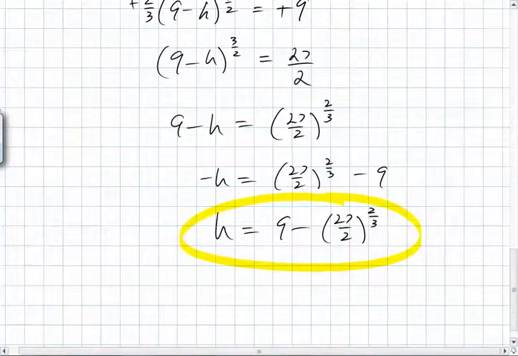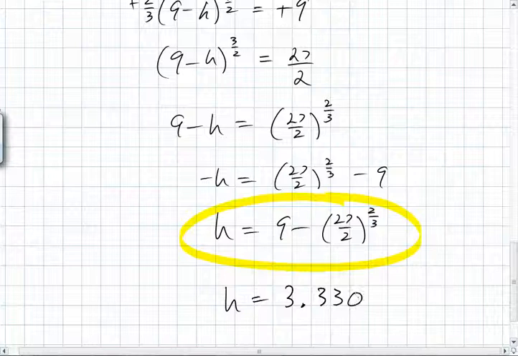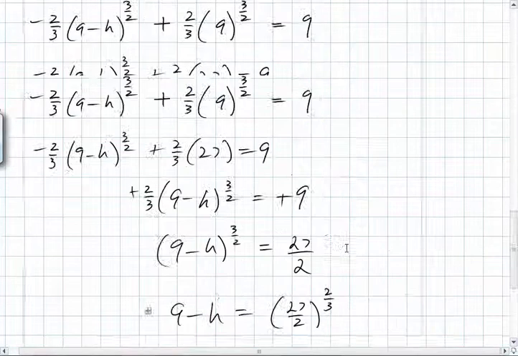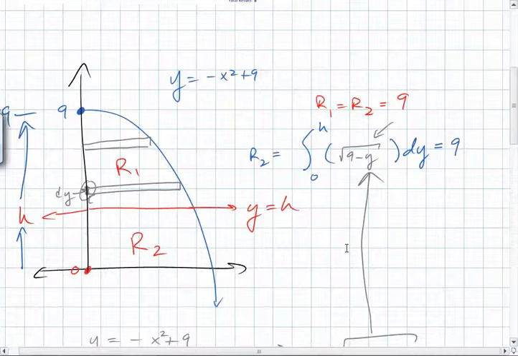But if you wanted decimal places, to 3 decimal places, 3.330 would be the answer. It goes on a little bit, 3.55275. Is that about what it should be? Does that look like a realistic answer? It does look realistic, considering, what's halfway between 0 and 9? 4.5. Do we expect it to be below 4.5 or above? Because it's wider at the bottom, it should be below. So this matches reality.